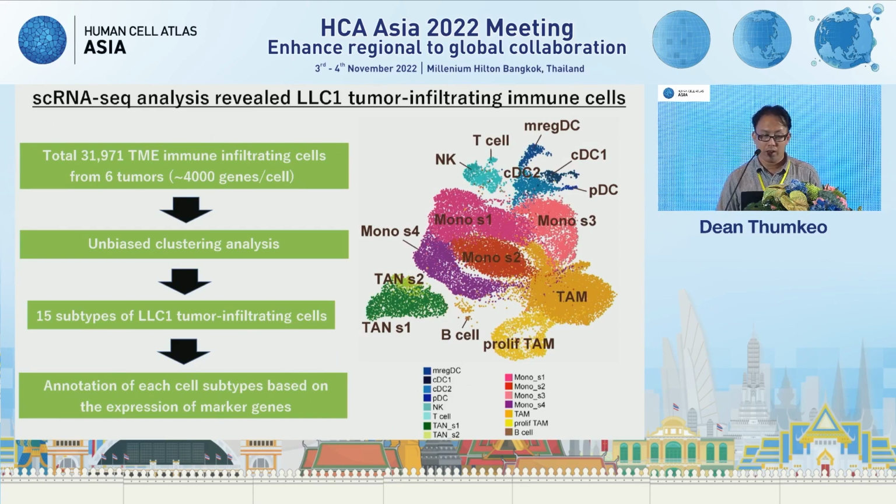The unbiased clustering analysis resulted in 15 different subtypes of LLC1 tumor-infiltrating cells, as shown here on the right side. We annotated the names of the 15 cell subtypes, shown here. What is special about this model is that we have very few lymphocytes and a lot of myeloid cells.